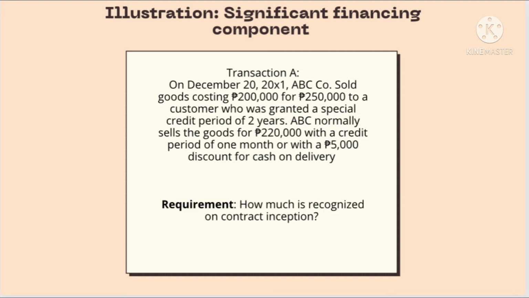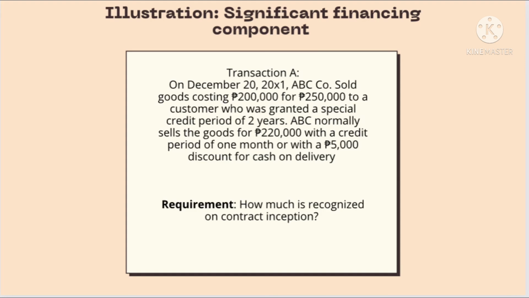Transaction A. On December 29, 20X1, ABC sold goods costing $200,000 for $250,000 to a customer who was granted a special credit period of 2 years. ABC normally sells the goods for $220,000 with a credit period of 1 month or with a $5,000 discount for cash on delivery. How much is the revenue recognized at contract inception?